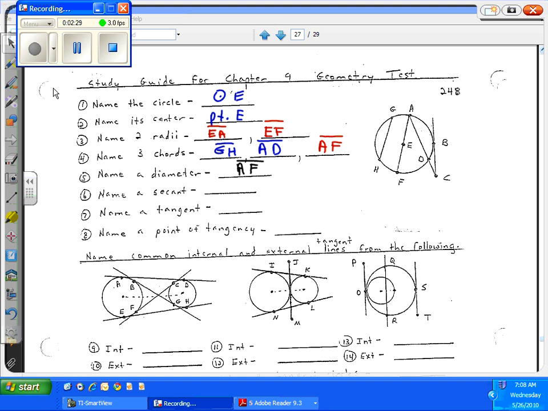GH is a chord that joined 2 points on the circle. It didn't go all the way through. The one that goes all the way through would be from A to C. You can see I'm getting off as I go through there.